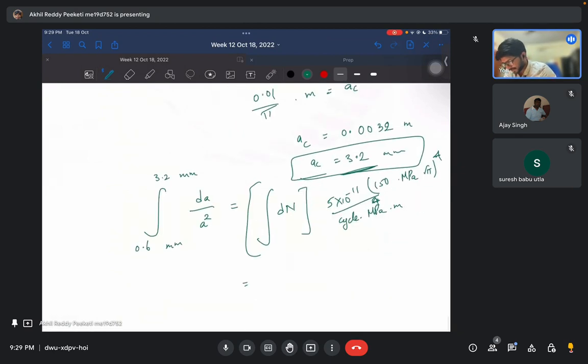Okay. So integral dN is basically N cycles into 5 into 10 power minus 11. Per cycle gets taken care of, and MPa power 4 gets taken care of. So we'll have only 1 by m remaining here. Root pi whole power 4 is pi square. So here a power minus 2 integral gives a power minus 1 by minus 1, from 0.6 to 3.2 m.